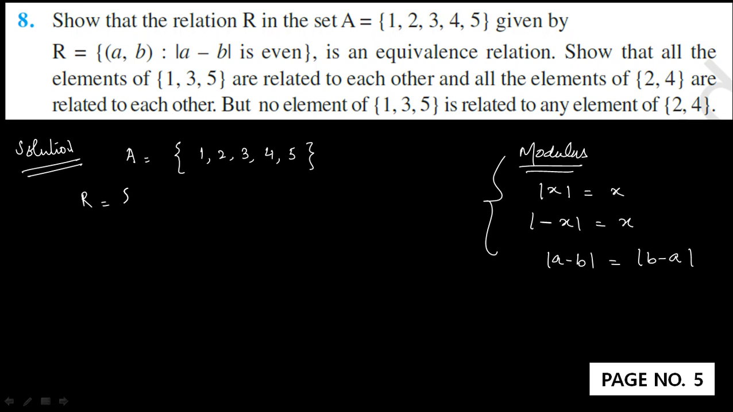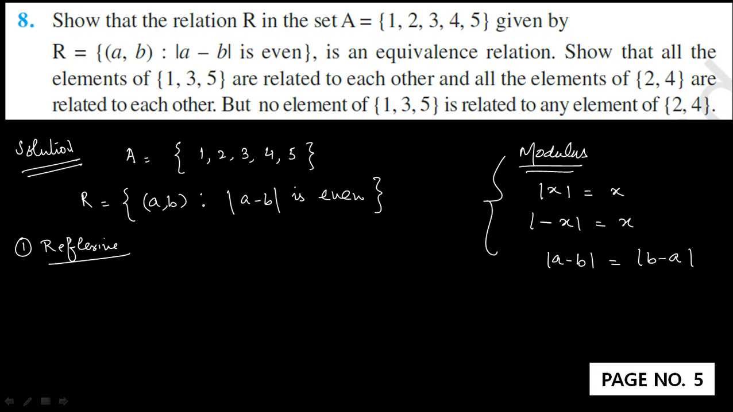Now the relation is (A, B), where A and B are the two numbers from set A, such that modulus A minus B is even. Now this is the condition. Now what about the first part, that is reflexive?